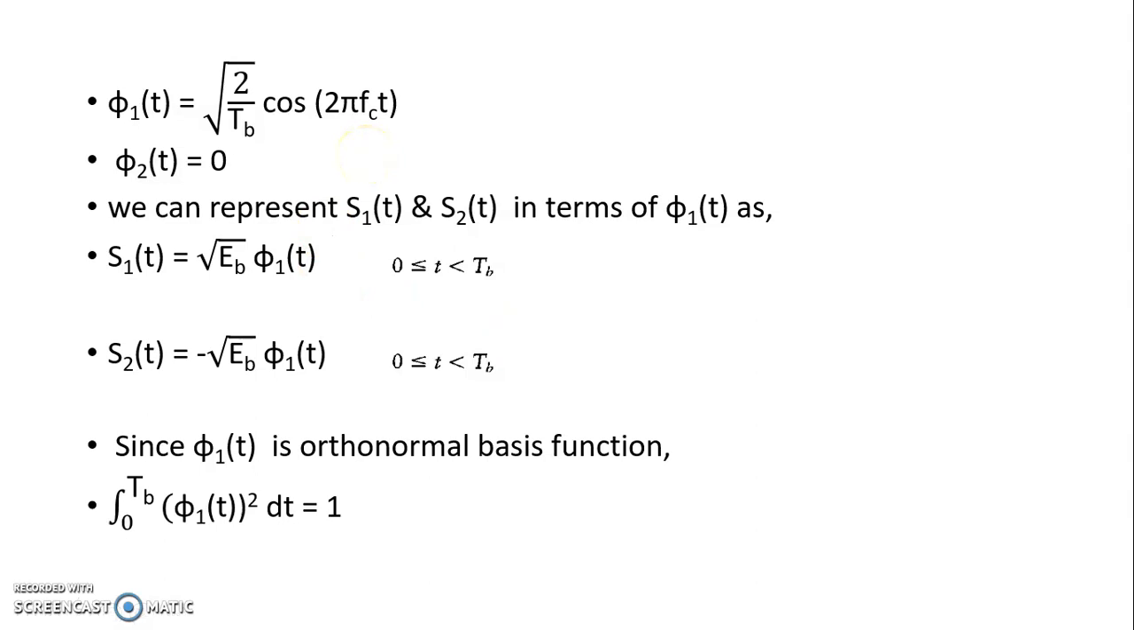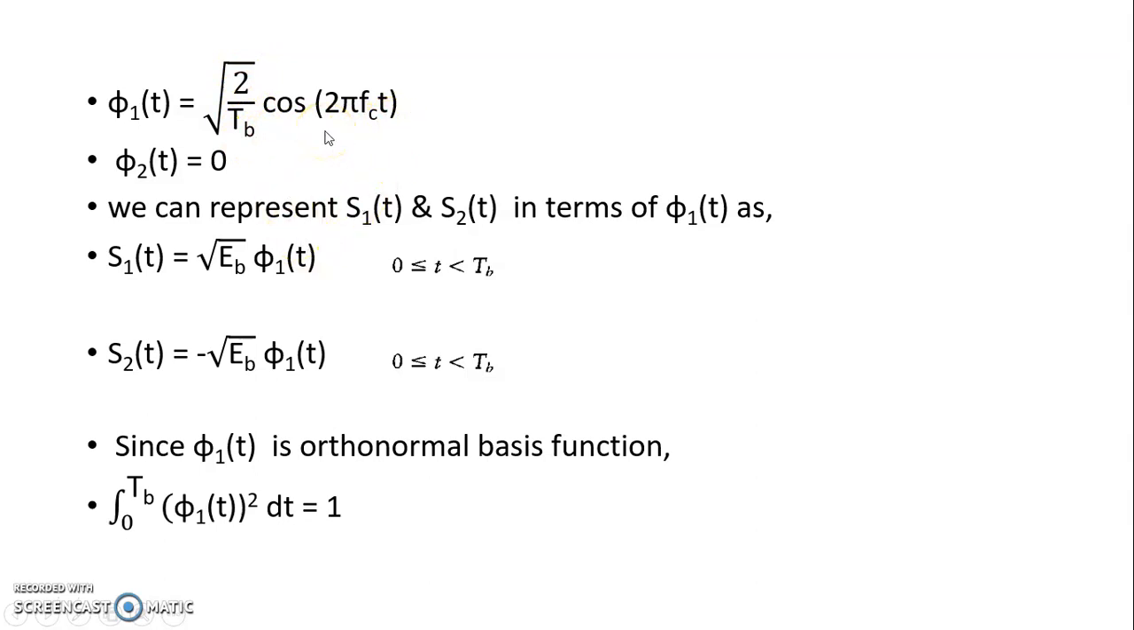So according to that rule, N is less than or equal to M. So here M is equal to 2, N will be 1. That is, only phi 1 of t results. Only one orthonormal basis function results here. So we can represent S1 of t and S2 of t in terms of phi 1 of t, as S1 of t is equal to root Eb phi 1 of t. So phi 1 of t is root of 2 by Tb cos 2 pi Fc t.